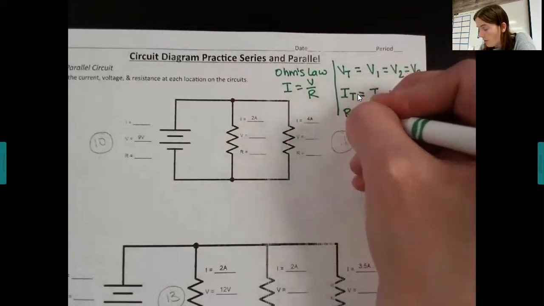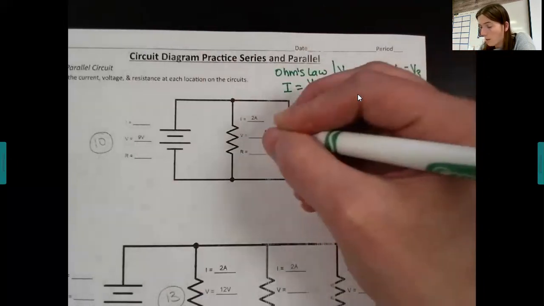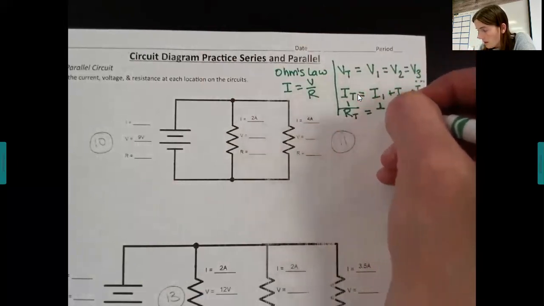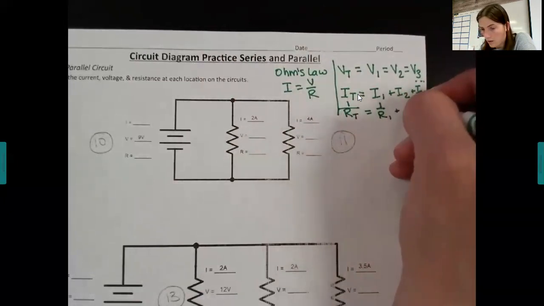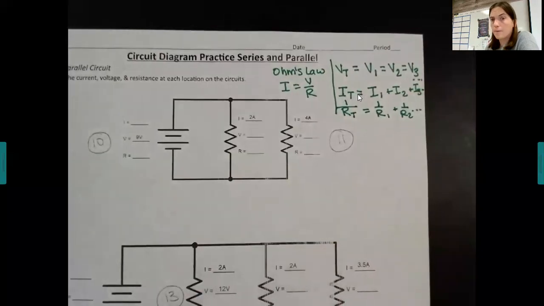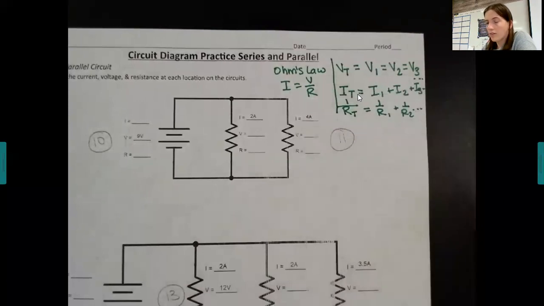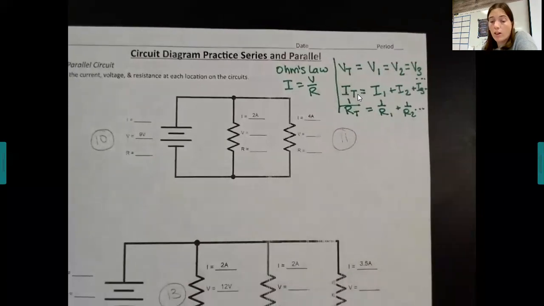And then we've also seen this before, but when it's in a parallel circuit, the resistance is 1 over R, and the sum of all of those. Just kind of ran out of space there. Okay, so notice that for parallel circuits, these have kind of changed a little bit, but we're going to be following the same concepts to solve them.